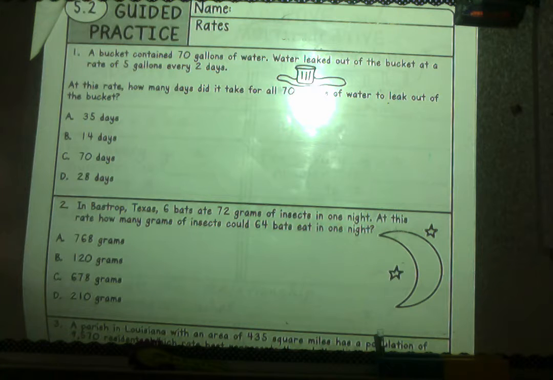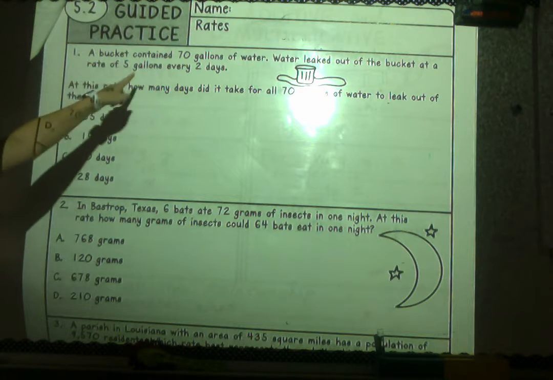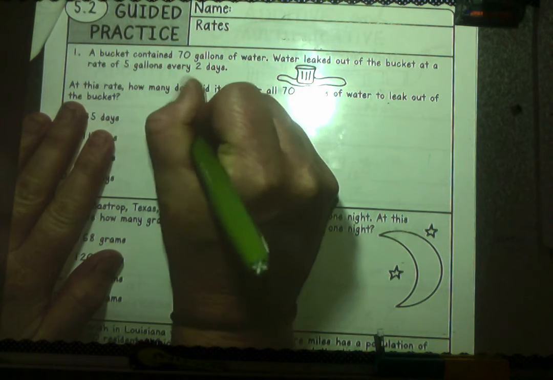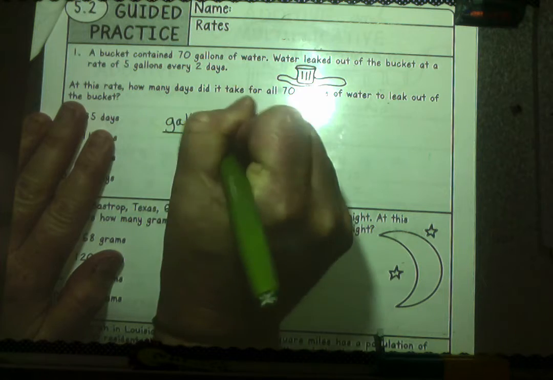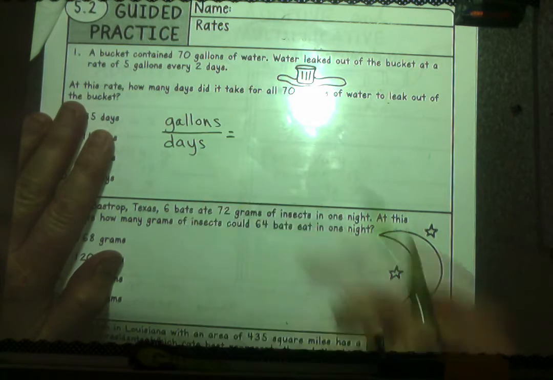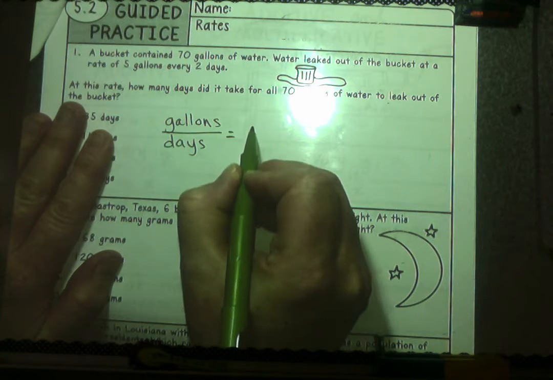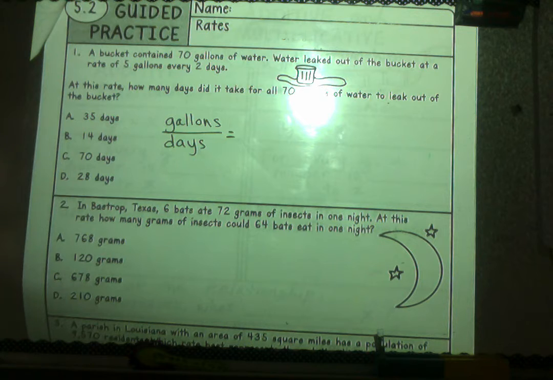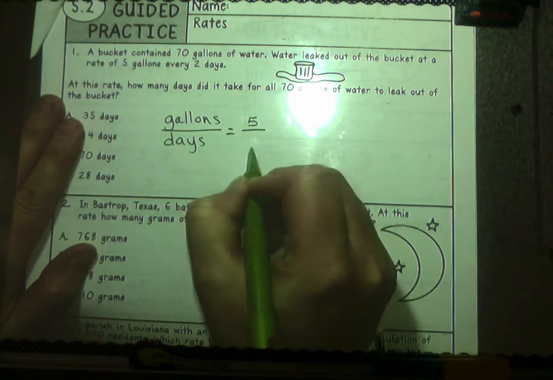So what kind of rate do we want to set up? It gives us the rate. So we want to set up gallons to days. Okay, well, how many gallons are there? 70. There are 70, but what's the rate? 5 gallons for 2 days.